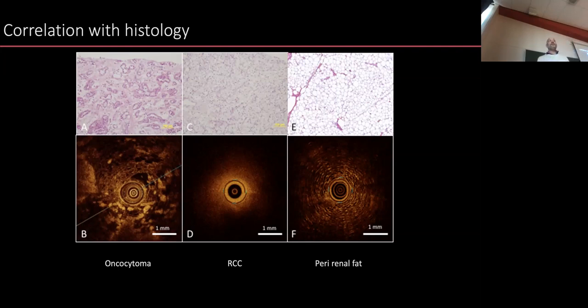Do we get rid of biopsies altogether? No, because even now, if you are unsure of what you see, you still want to take a biopsy. Oh, yeah, solid tumor. Yes.